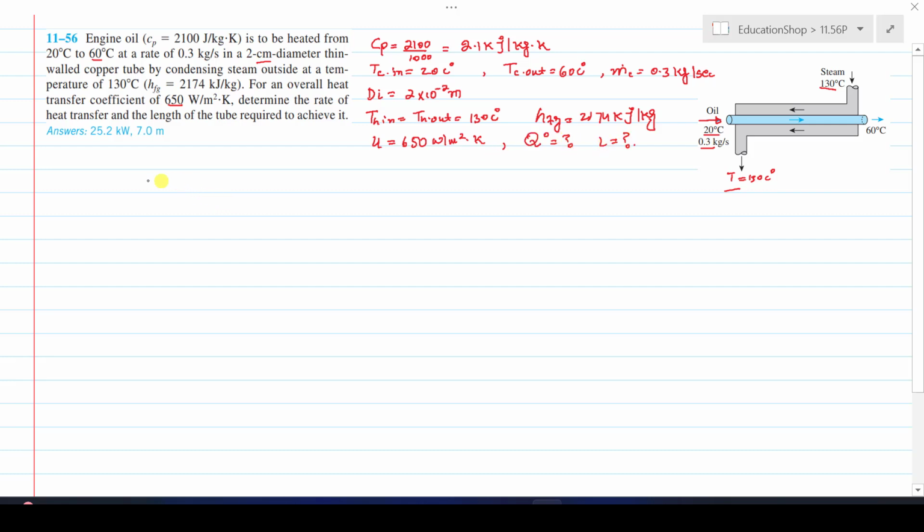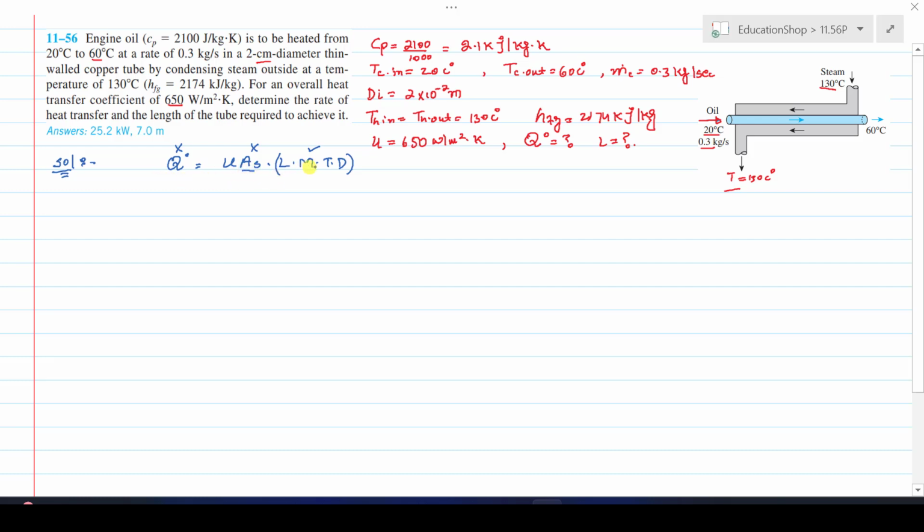Now let's come toward its solution. We are interested to find the rate of heat transfer in this heat exchanger, that is equal to U, surface area, and the log mean temperature difference. The U value is given in the statement. First we will find the log mean temperature difference. Here two things are unknown, the surface area of the tube and the amount of heat transfer rate in the heat exchanger, so we cannot use this equation directly. We will first find the Q dot and LMTD value, and then we put them in this equation, and we can find the surface area of the tube.